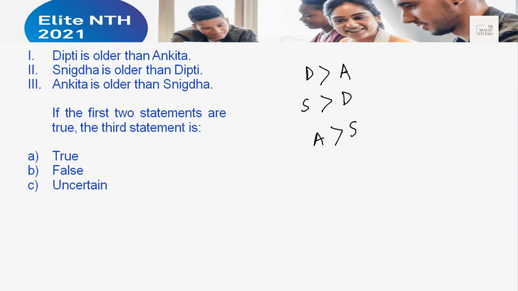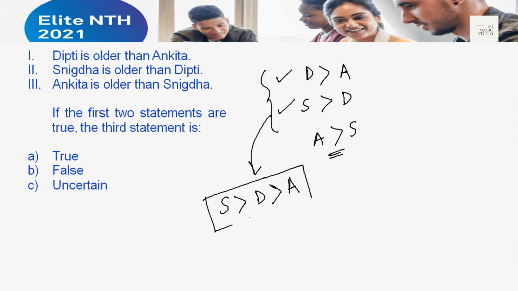Now if the first 2 statements are true, and if I combine these 2, I'll end up with S is older than D and D is older than A. Then the third statement says A is greater than S. But if the first 2 are correct, it says that S is older than Ankita and not that Ankita is older than Snigdha. That means statement 3 is certainly false. Option B fits in.